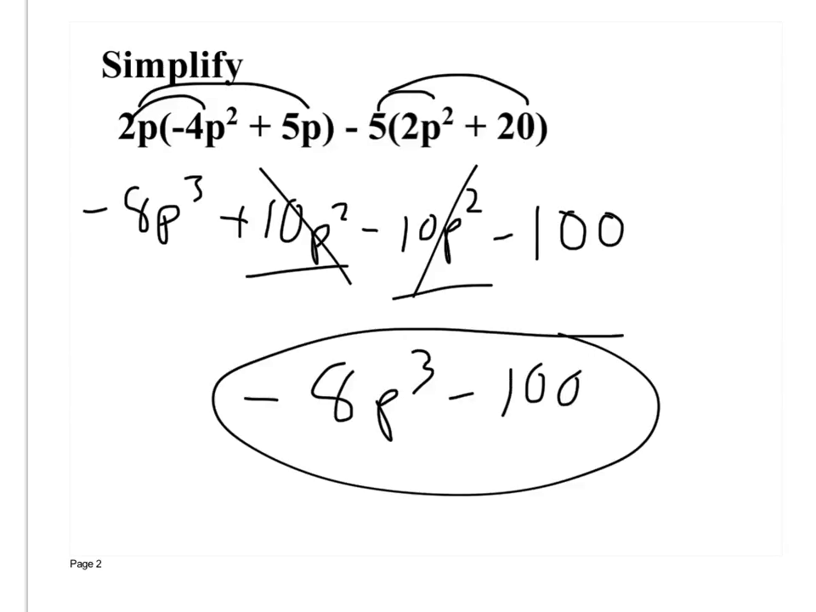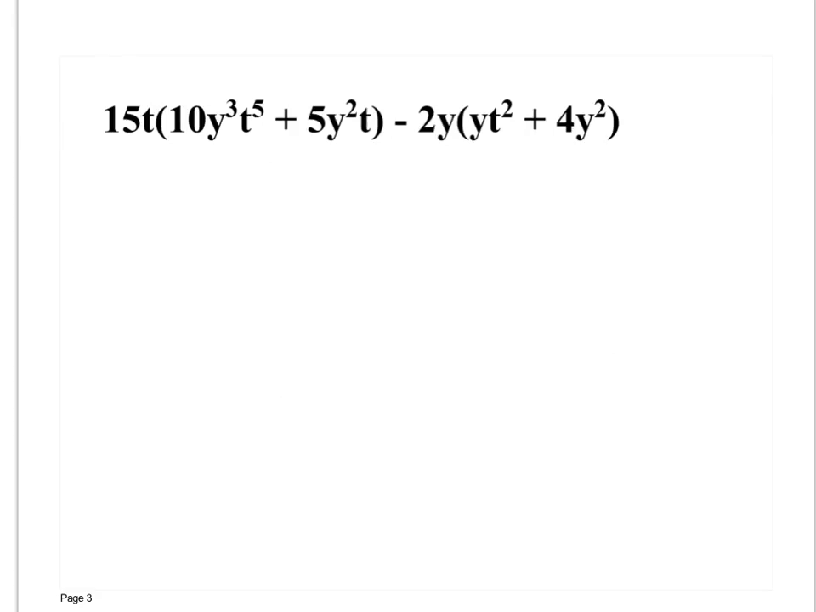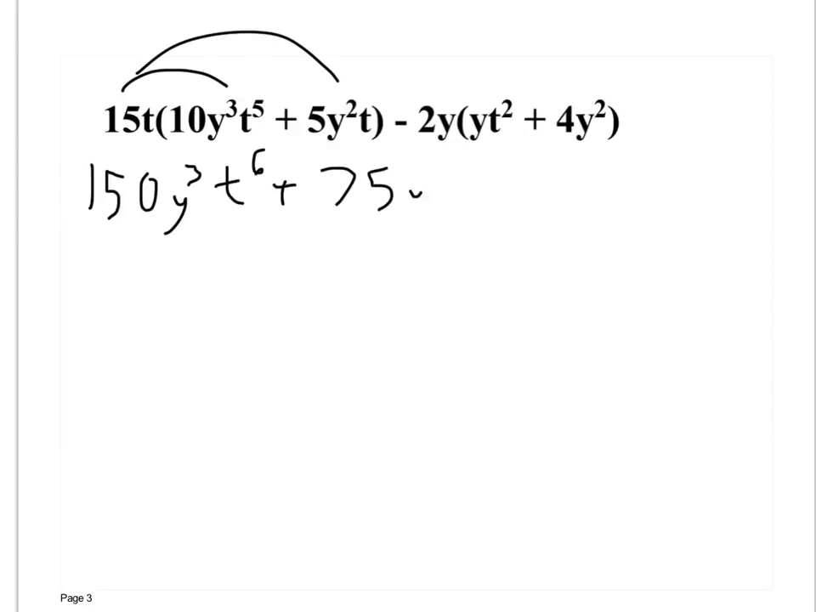And there's my answer. 15t times 10y cubed t to the 5th plus 5y squared t, minus 2y times yt squared plus 4y squared. First thing you do is distribute the 15t out. I get 150y cubed t to the 6th plus 15 times 5, which is what? 75y squared t squared.